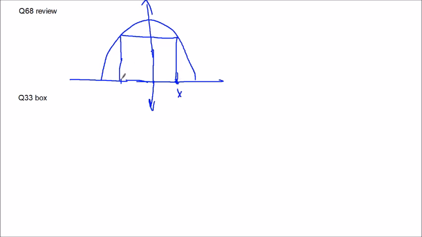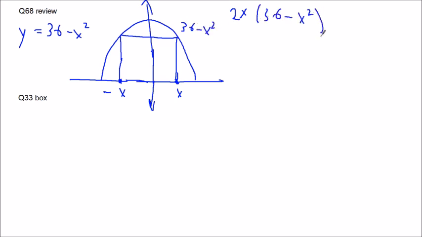What is this? If this is x, this has to be negative x, because the parabola is symmetrical, right? And this is y equals 36 minus x squared. So the line of symmetry is at x equals 0, right? That's where the line of symmetry is. This is negative x, this is x, so the total length is 2x. And then if this is x, the height is just going to be 36 minus x squared, right? So the total area is 2x times 36 minus x squared.